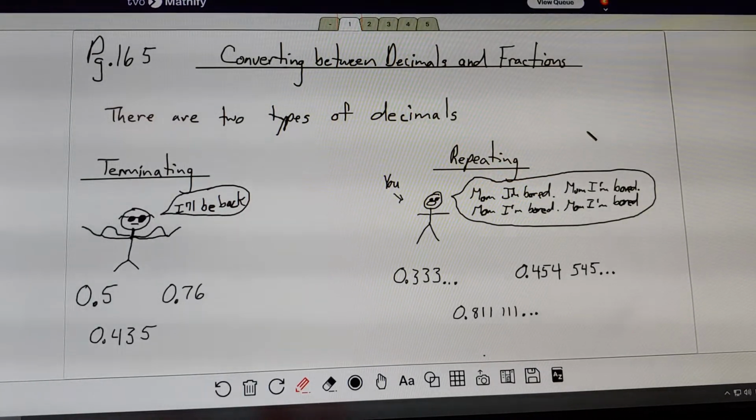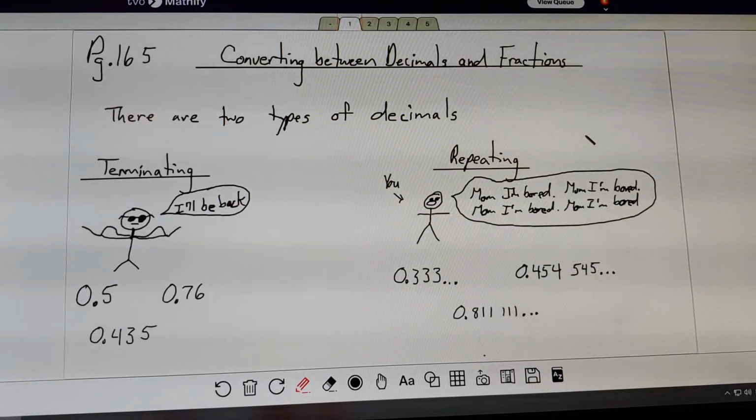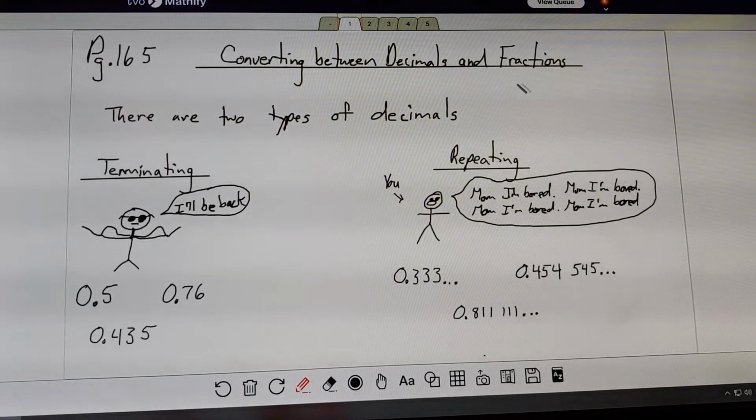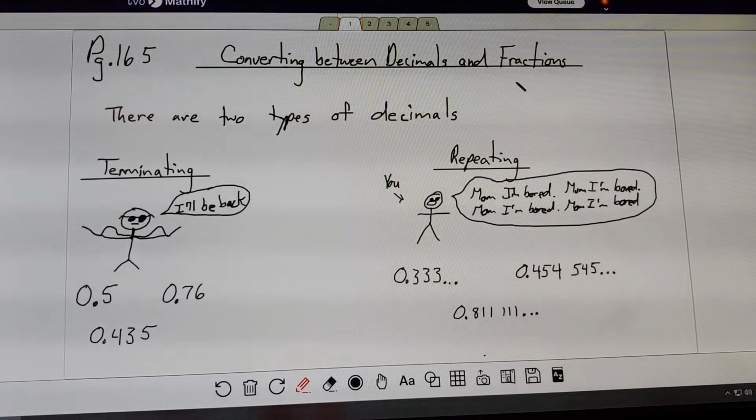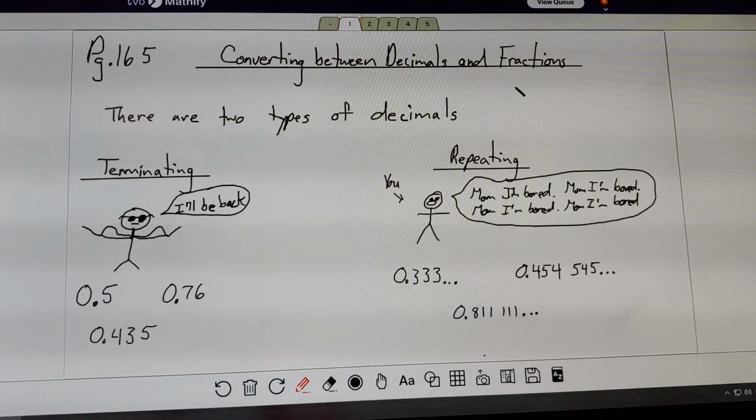Alrighty, page 165 already. We're chewing through this fractions unit pretty good. So now we are converting between decimals and fractions, so switching back and forth. And I've been kind of prompting you with how to do this all year. So small little review first.